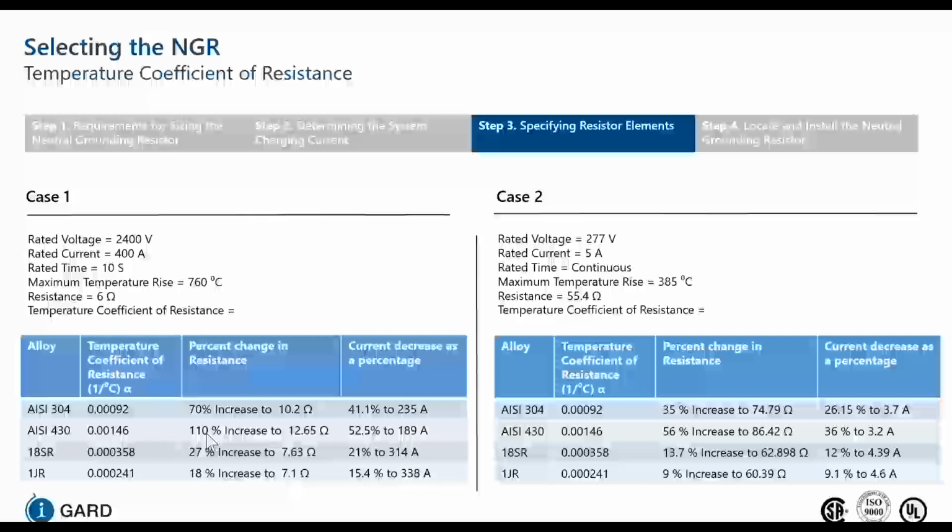For 430, the resistance changes by 110%. So 6 ohms to 12.65 ohms. So your resistance doubles. And we've all seen 430 stainless steel resistors. Now, people choose stainless steel resistors because they believe they're getting a better alloy, but you have to be careful about which stainless steel you're choosing. You should really dictate the maximum resistance change you would like to have in your system.